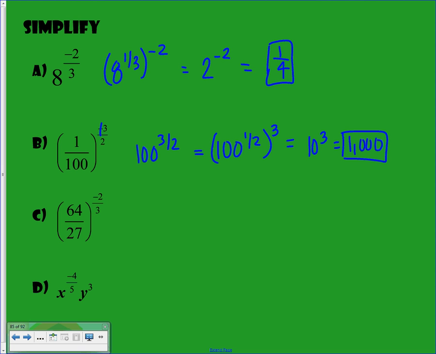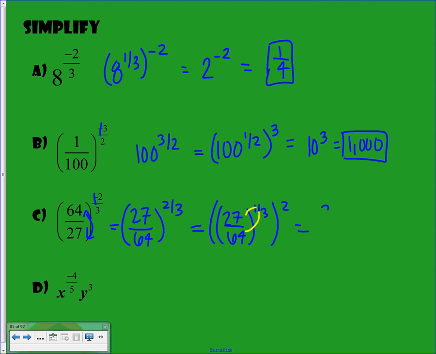All right, example C, I still start with a fraction. So again, I'm going to get rid of the negative first. I'm going to take the reciprocal and make that 27 over 64 to the positive 2/3. So switch this and then get rid of the negative. That's a nice way to do it if you've got a fraction. So now, like yesterday, I'm going to take 27 over 64 to the 1/3 and then take that and square it. Just keep in mind that you need to distribute the 1/3 to the top and the bottom.